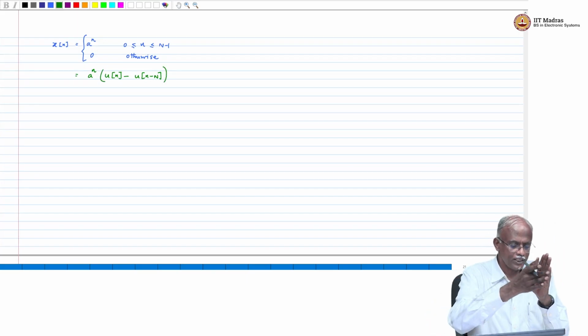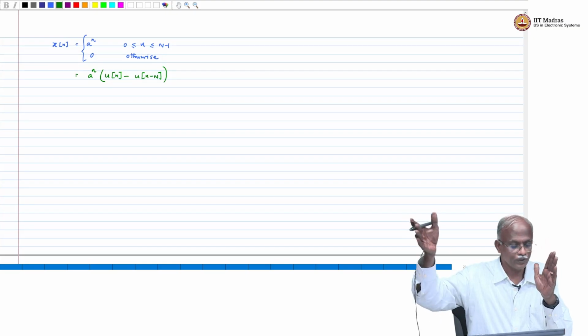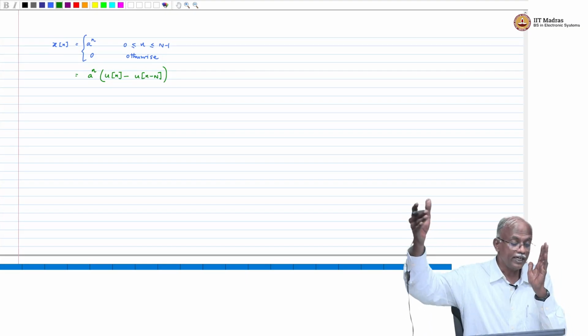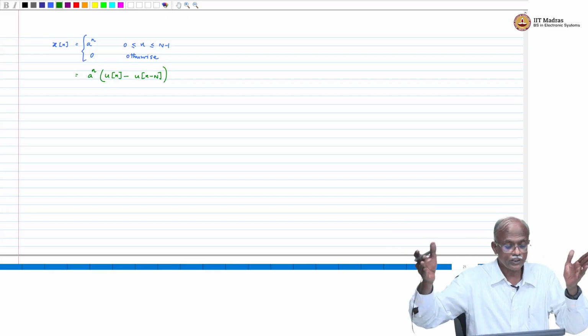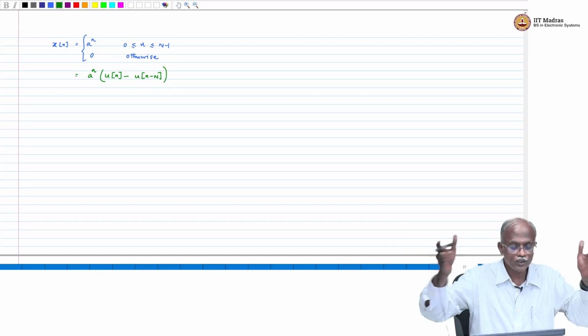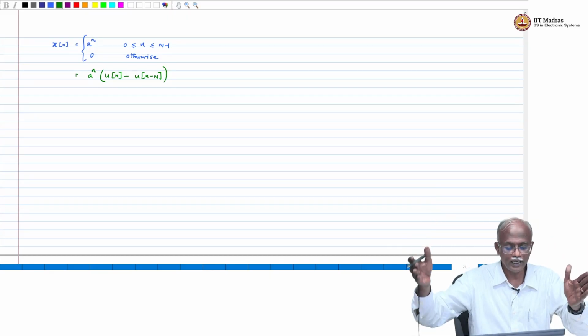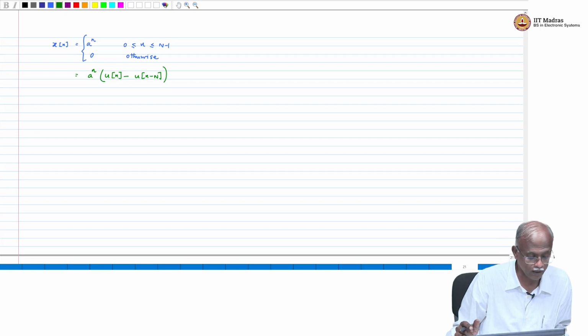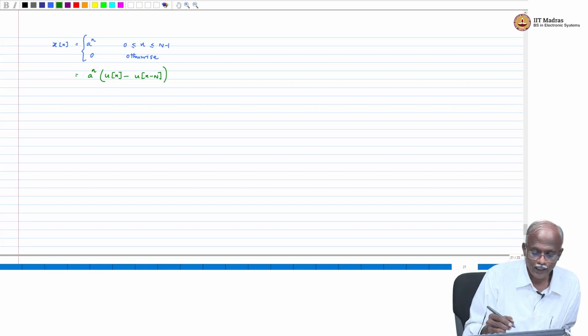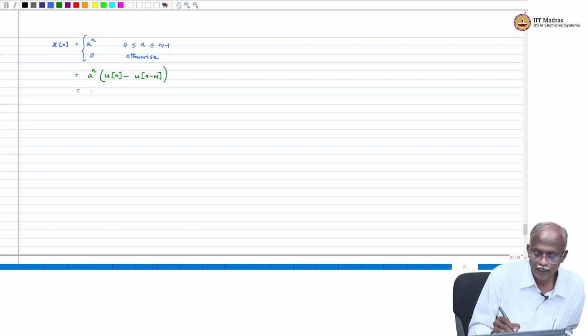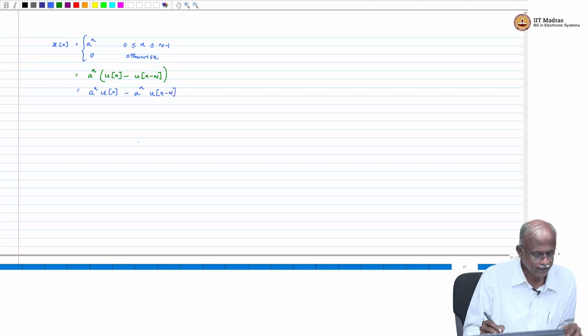The first unit step starts at n equal to 0. The second unit step starts at n equal to N. So when you subtract these two, we will be left with only those samples between n equal to 0 and n equal to N minus 1. So this expression can be written as a power n u of n minus a power n u of n minus N.